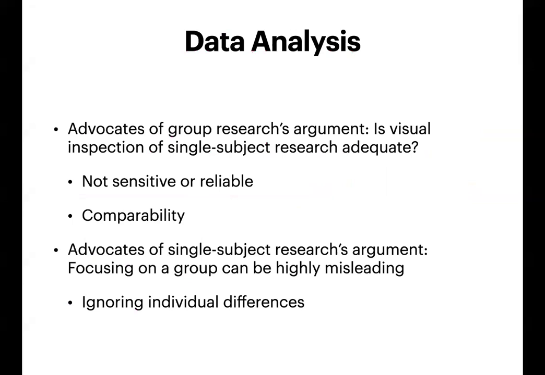Advocates of group research criticize that visual inspection is insufficient for determining treatment effects on a dependent variable, especially when effects are weak or data are noisy. They also point out that visual inspection can be inconsistent, with different researchers arriving at different conclusions. Additionally, it is challenging to summarize or compare results across studies using visual inspection, unlike quantitative measures of relationship strength in group research.